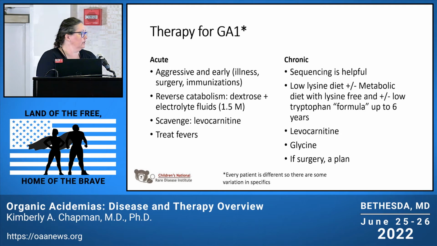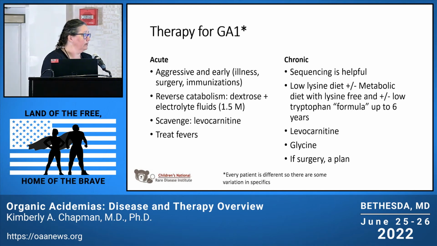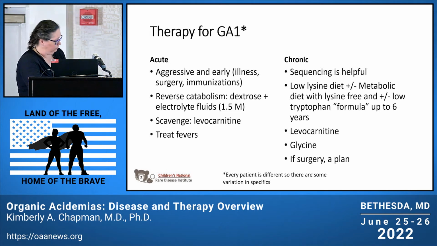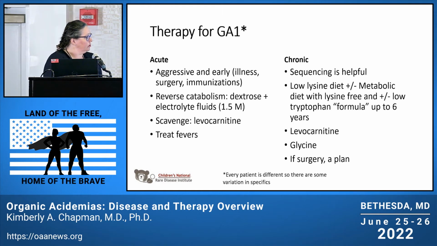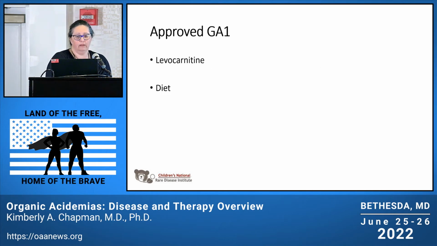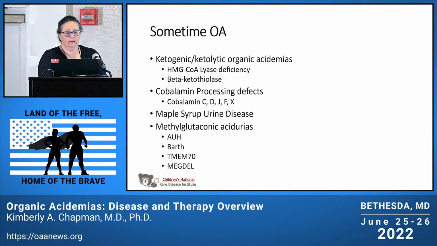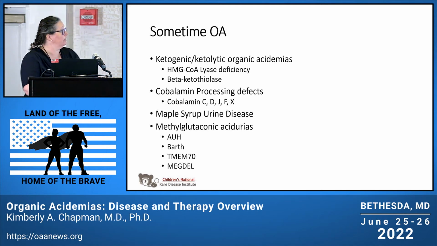Chronic management is particularly important with this. Individuals are on low lysine diets, plus or minus a metabolic formula that is lysine-free, plus or minus low tryptophan, up to 6 years. There's some families that will take it up to 8 years due to some recent reports of slightly older children. And then you're going to scavenge with carnitine, glycine, and if surgery, have a plan. And all that's approved for GA1 is the carnitine and diet. And I don't think we have any other organic acids in the room. So there's a bunch of other things that often get looped in with the organic acids.